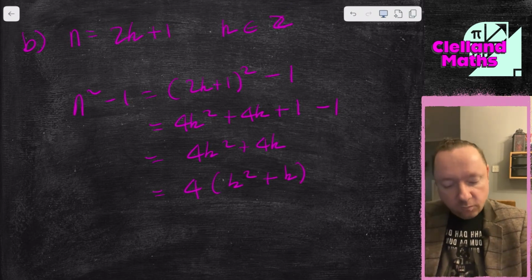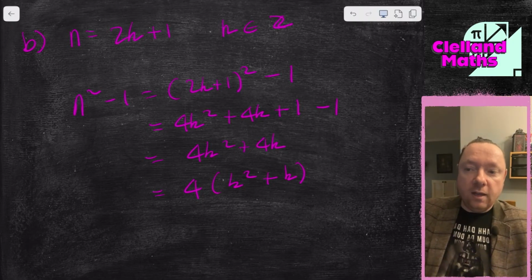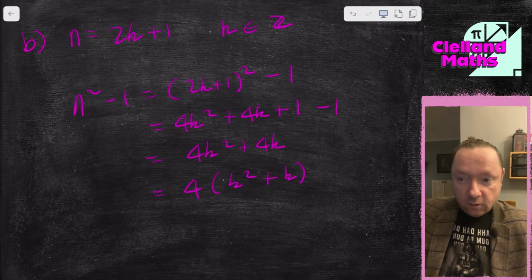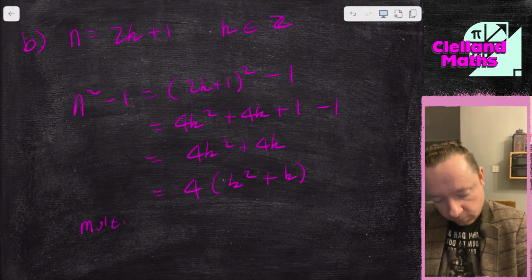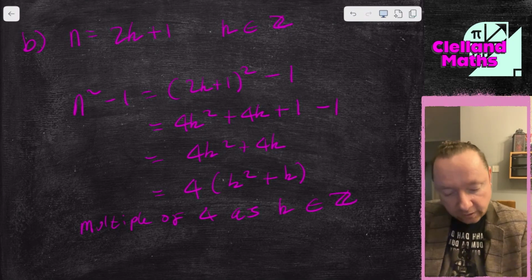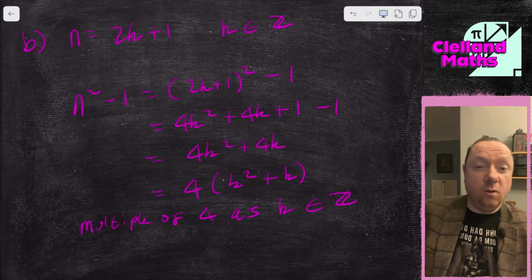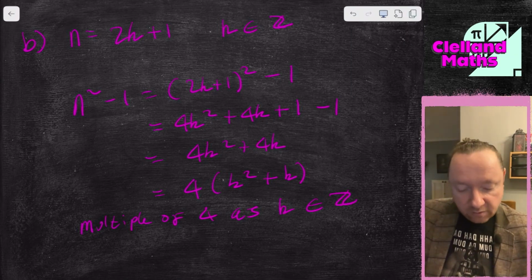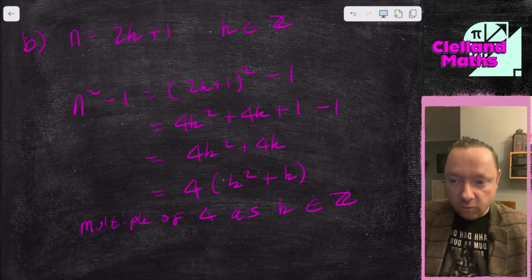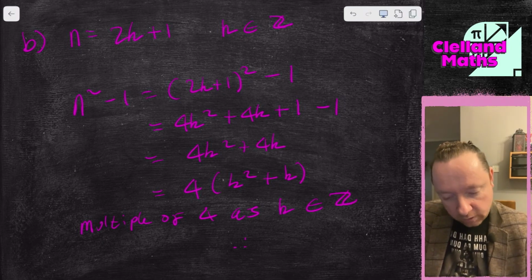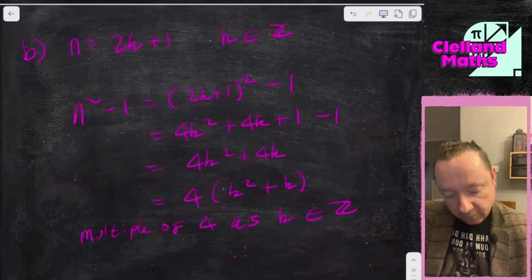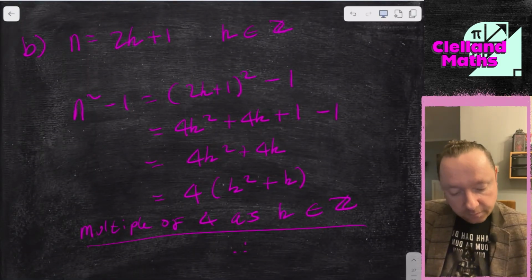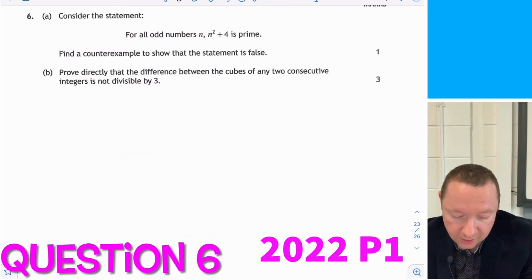Don't take out k as a common factor. You only need to take out your 4. Since we know that it is 4 times k squared plus k, that's a multiple of 4, as k, remember, was a member of Z. If k is an integer, k squared plus k is also an integer, of course, a whole number. So 4 times a whole number is a multiple of 4. So therefore, true. What we're trying to prove, that it is divisible by 4.